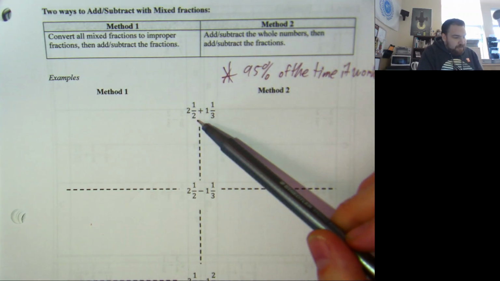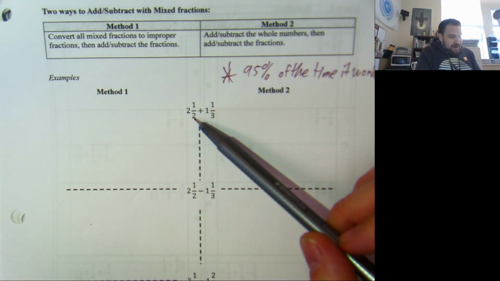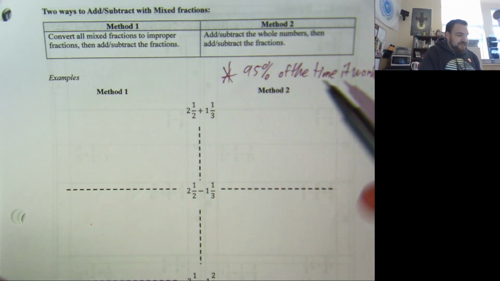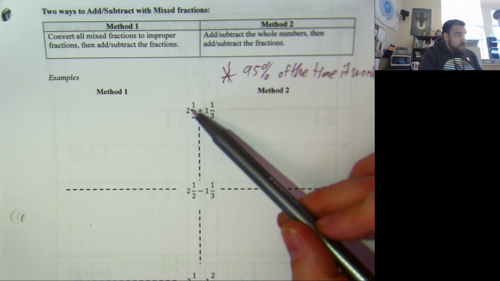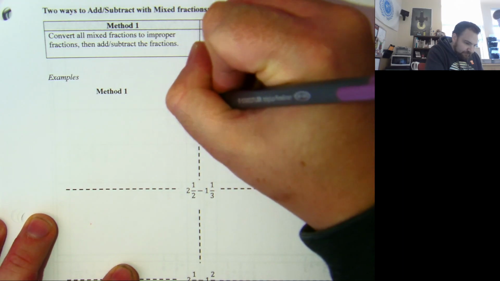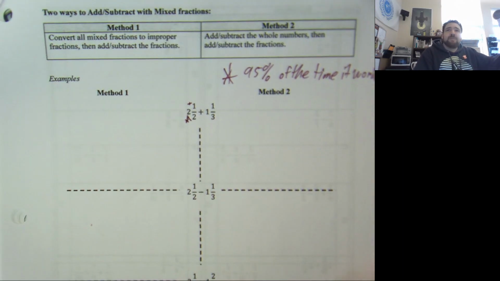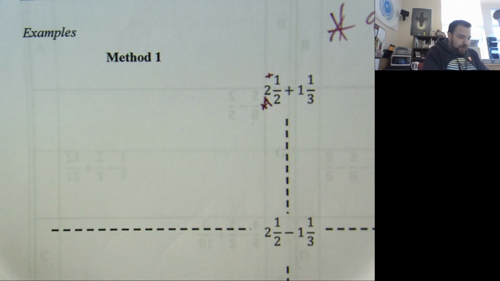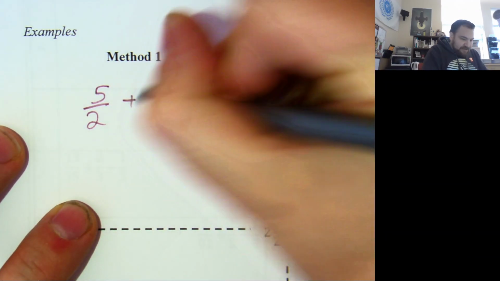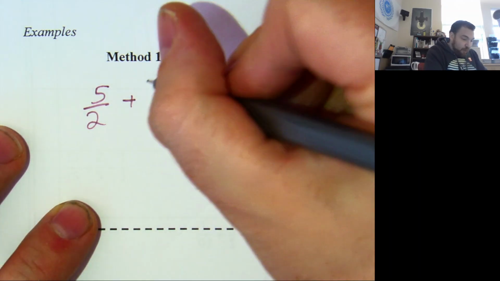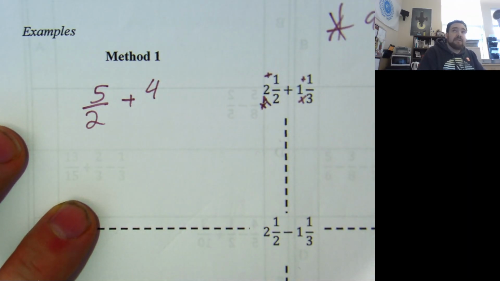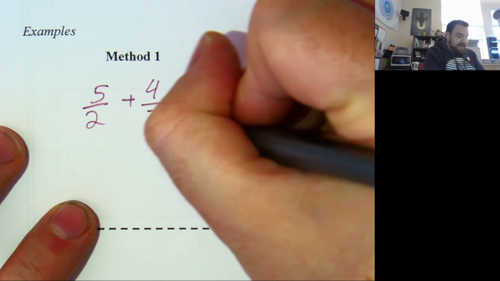To take these things and make them improper, if you recall, we take the denominator, we multiply it by the whole number, and we add it to the numerator. So 2 and 1/2 is going to become 2 times 2 is 4, plus 1 is 5. I multiply this way, and I add this way. And we're going to get 5 over, the denominator stays the same, plus 3 times 1 is 3, plus 1 is 4. I multiply here, I add there, and the denominator stays the same.